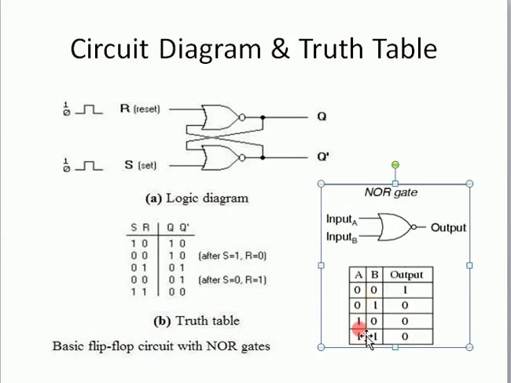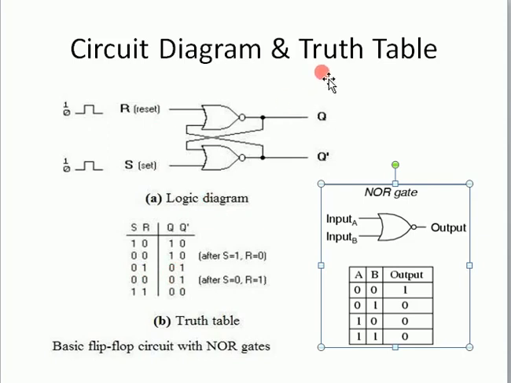whenever any one input is 1, regardless of what the other input is, the output is 0. So when R is 1 and S is equal to 0, then Q is equal to 0.